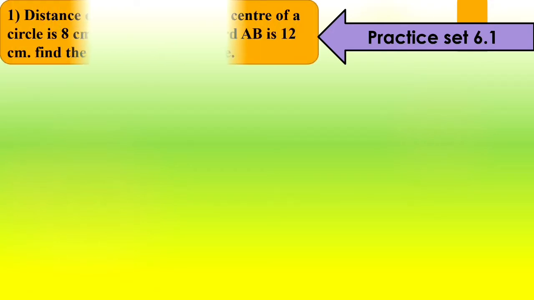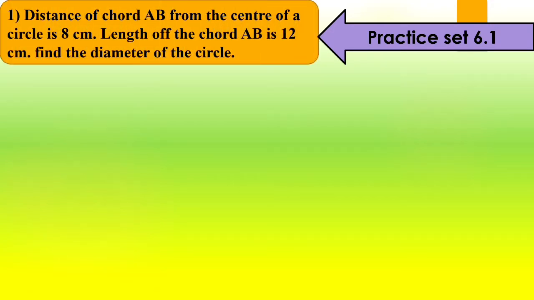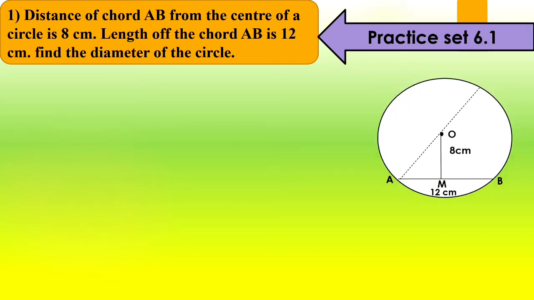Now children, we will start practice set number 6.1. Now question number 1 is given. Distance of chord AB from the center of a circle is 8 cm. Length of the chord AB is given 12 cm. Find the diameter of the circle.